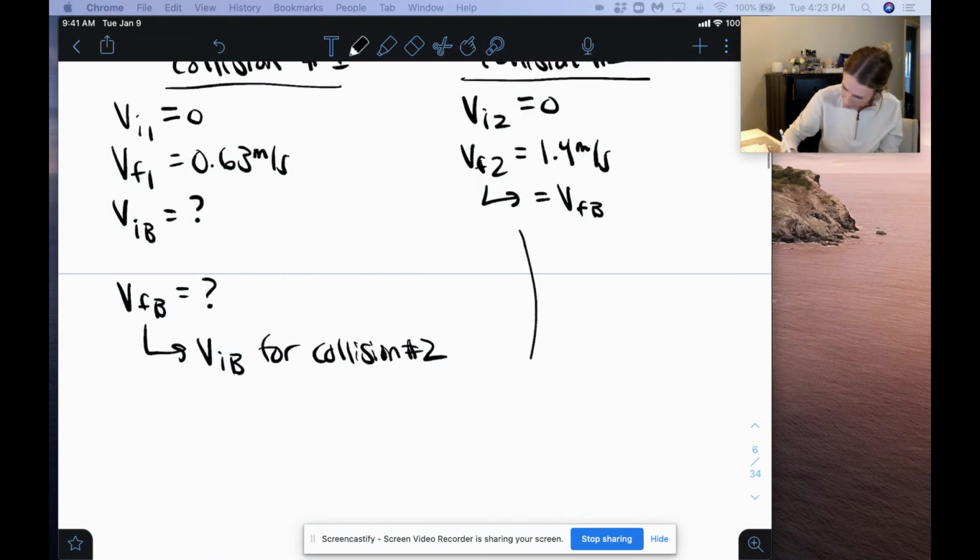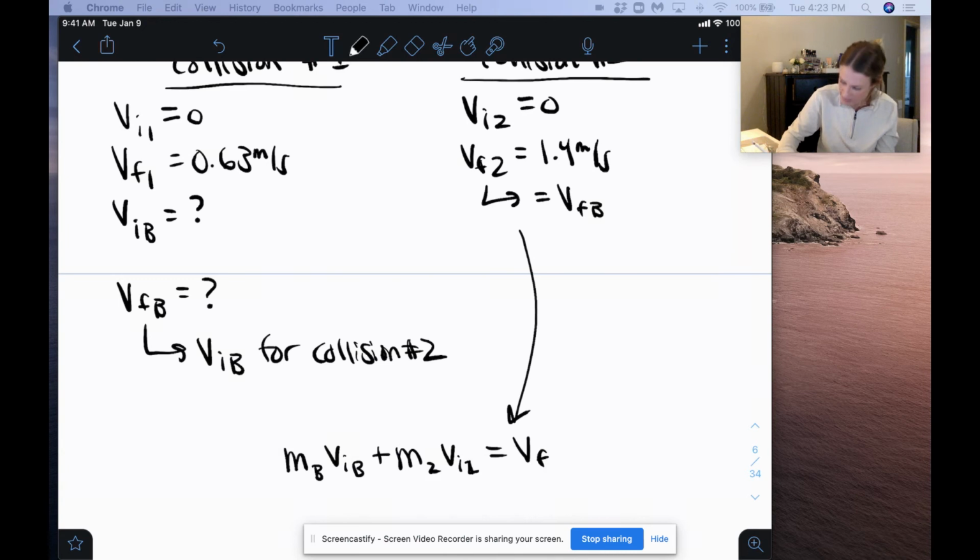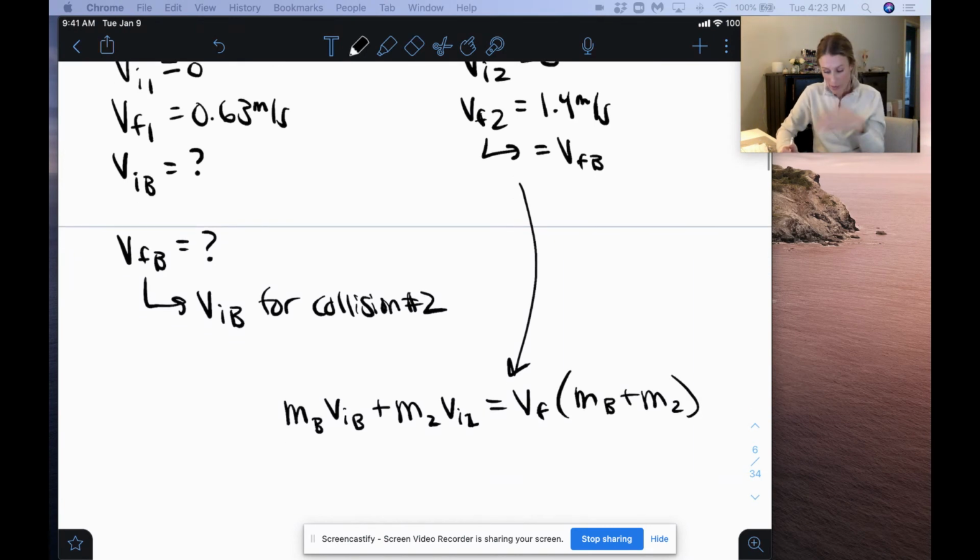So for collision number 2, I get mb, so mass of the bullet, times initial velocity of the bullet, plus m2, mass of the block number 2, times initial velocity of block number 2, is equal to the final velocity of the system, because again, they're stuck together, times the quantity mb plus m2. So I know everything here except for that initial velocity of the bullet. I can now find that initial velocity of the bullet.